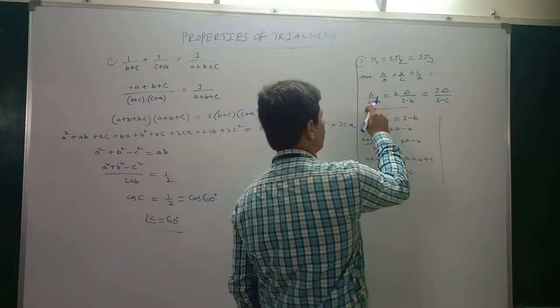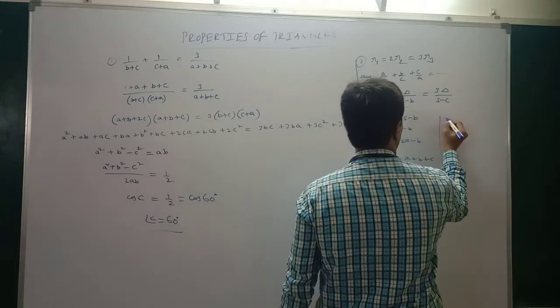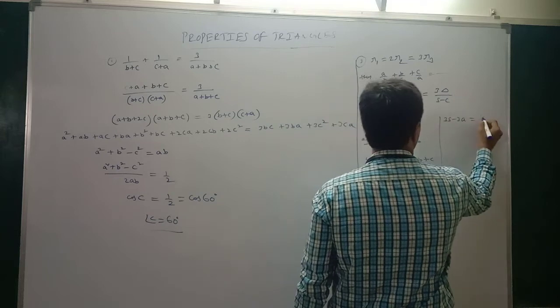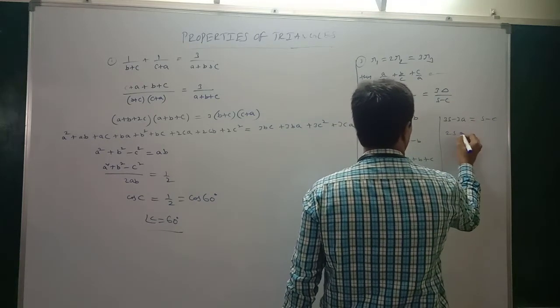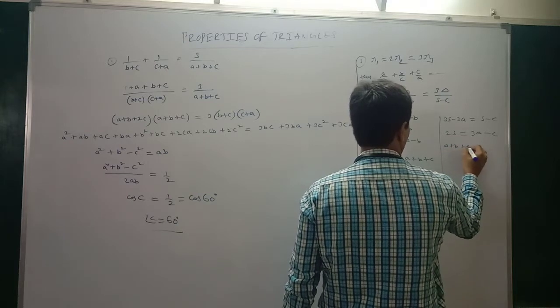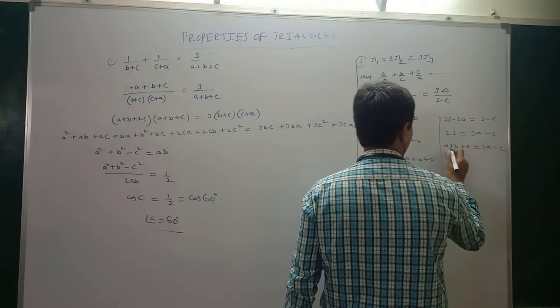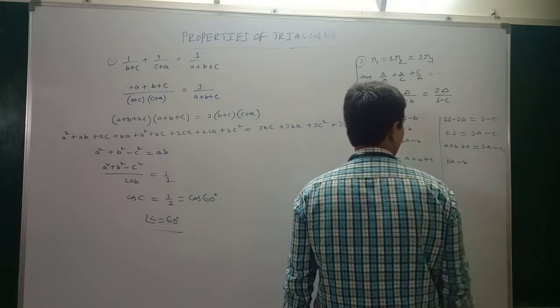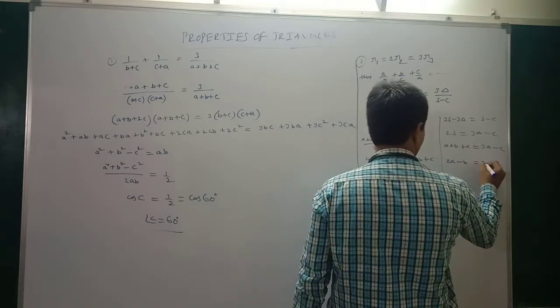If you equate the first one and the last one, delta cancels. This is 3S minus 3A is equal to S minus C. So this is 2S equals 3A minus C, right? 2S means A plus B plus C equals 3A minus C. Take this to the right side. This is 2A minus B minus 2C equals 0. So this is 2C.